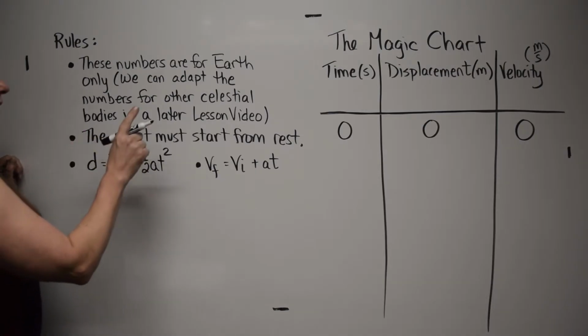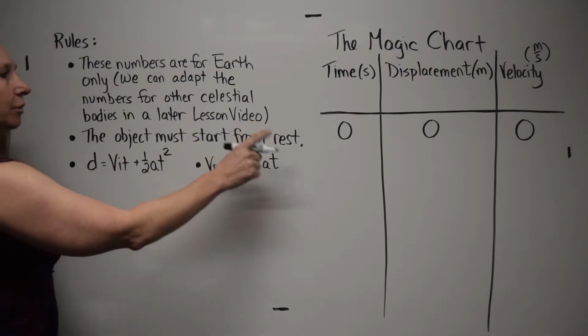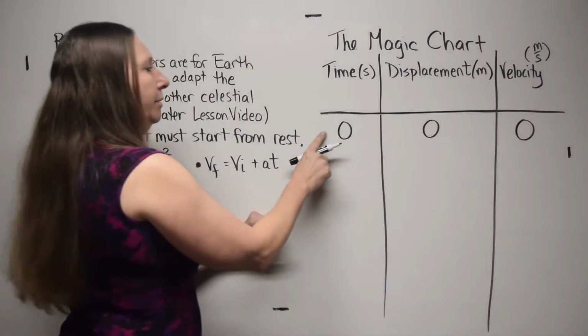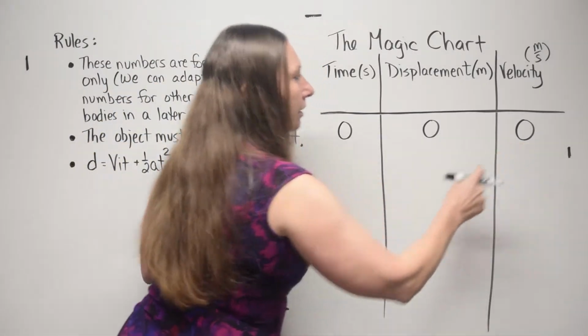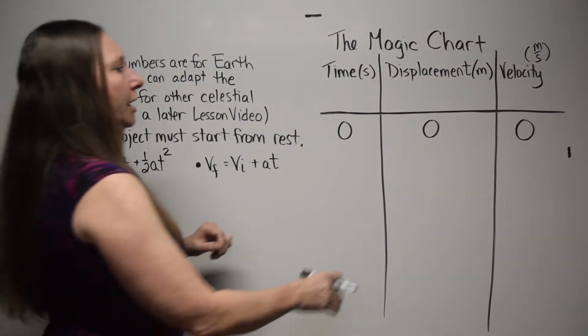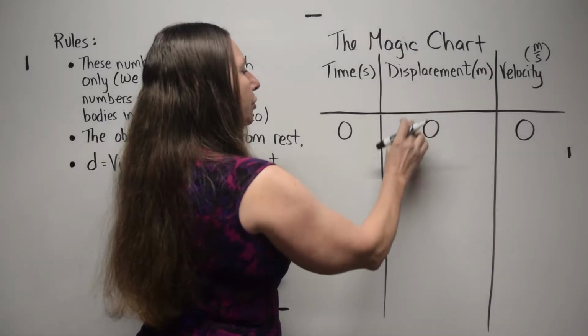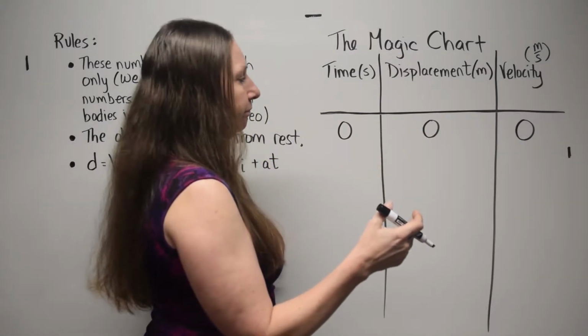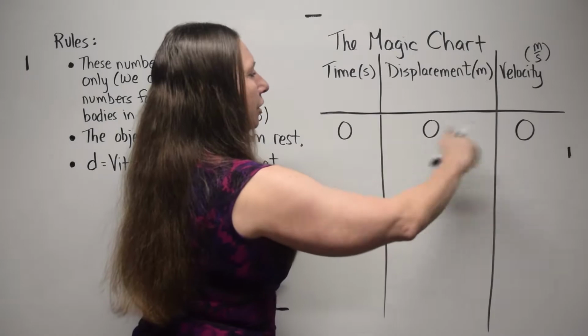Second rule, the object must start from rest. The velocity at time 0 is 0. The object must start from rest. And obviously, the object starts with no displacement. So everything starts at 0.